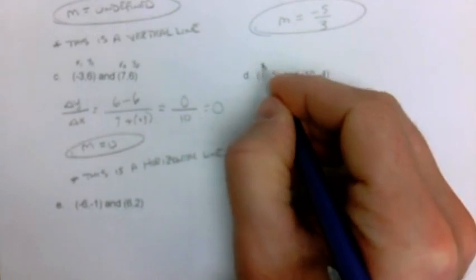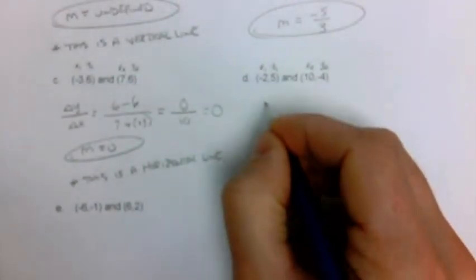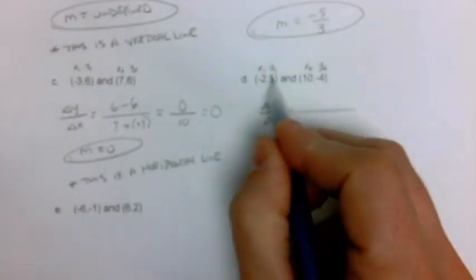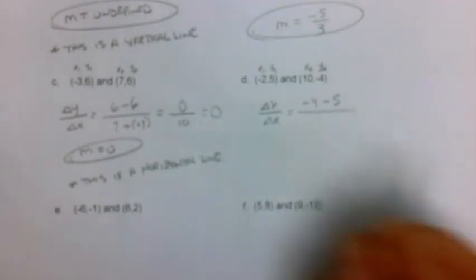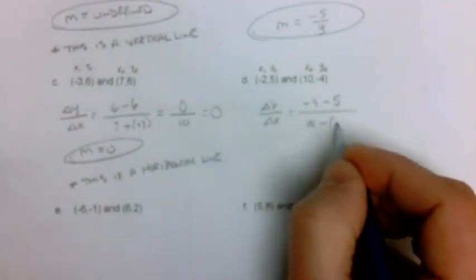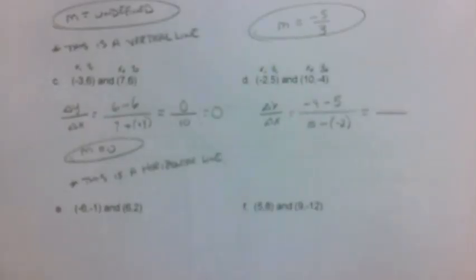In our next example, the line goes through (-2, 5) and (10, -4). This will be point 1, x1, y1, and this will be point 2, x2, y2. To calculate the slope, delta y over delta x, let's go ahead and figure out what those values are going to be. Delta y is y2 minus y1, negative 4 minus 5. Delta x is x2 minus x1, 10 minus negative 2. Evaluate your numerator and denominator now.